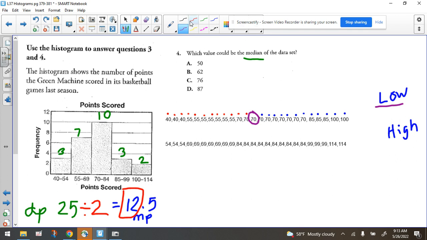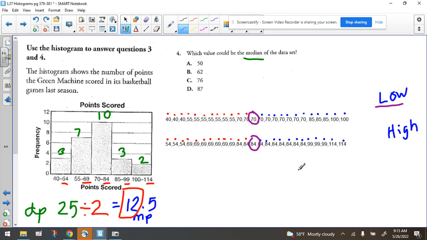Now, what if it's on the high end? So let's do the same thing. Again, we're taking all the high numbers here and analyzing it that way. So 1 through 12 on the low end, and let's come in from the high end, 1 through 12. So on the high end, the value would be an 84.